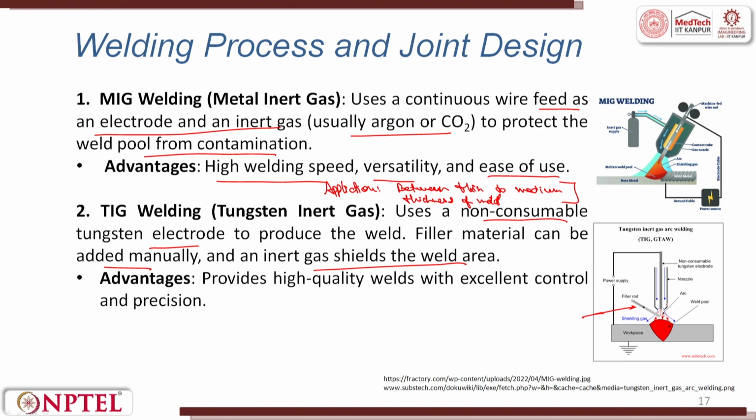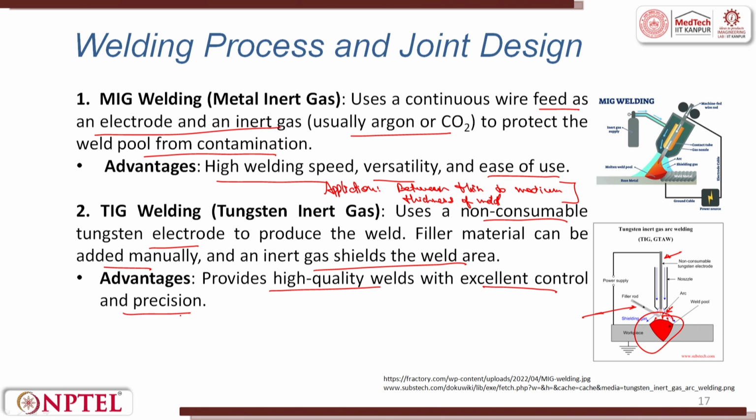This is a TIG setup where filler material is there separately. Using a power supply, electrical energy provides this heat arc here, and this is a weld pool where the welding is taking place, and this is a non-consumable tungsten electrode that does not melt. Tungsten is a material that melts at very high temperature. So, the advantage of TIG welding is it provides high quality welds with excellent control and precision, because you are adding filler manually and you can have better control.